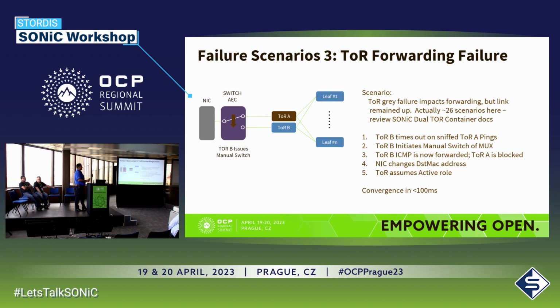So when TOR B times out, all the packets are being sniffed by TOR A and TOR B. And if TOR B sees that it cannot see any more traffic coming from TOR A, the cable will immediately do the mux, and then TOR A is switched off, and TOR B is made into the active TOR. And then TOR B's packets are mapped, and the NIC changes the destination address, and then the packets from TOR B go through and TOR A's are discarded.